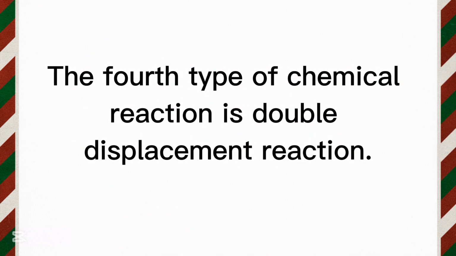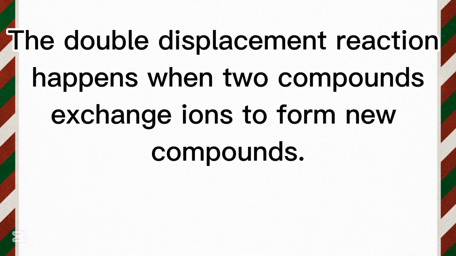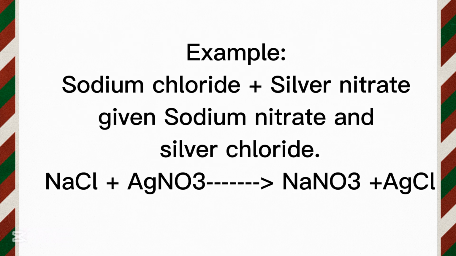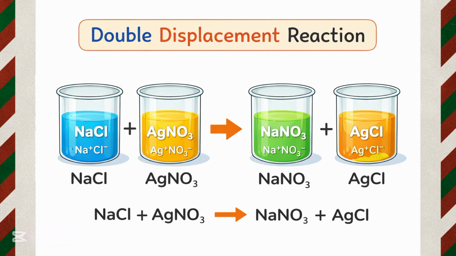The fourth type of chemical reaction is double displacement reaction. The double displacement reaction happens when 2 compounds exchange their ions to form new compounds. Example, sodium chloride plus silver nitrate gives sodium nitrate plus silver chloride. Let's look at the example that we're talking about. Sodium chloride plus silver nitrate, which gives sodium nitrate plus silver chloride.